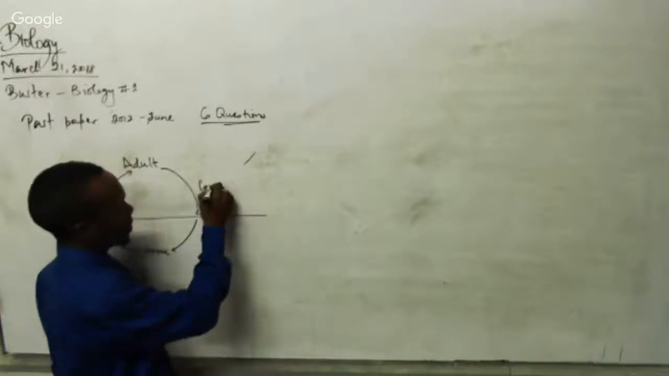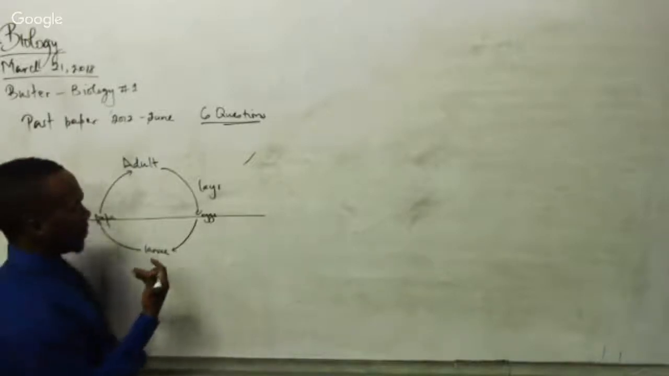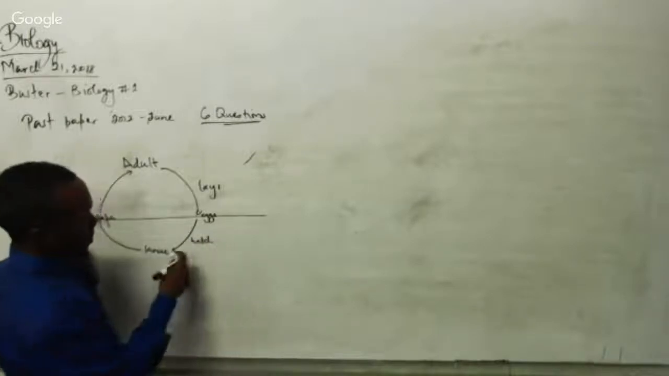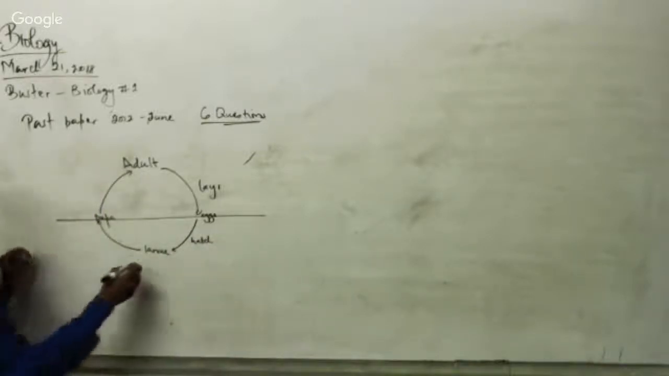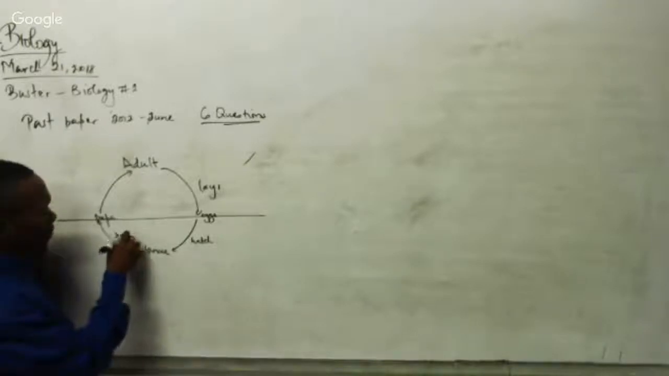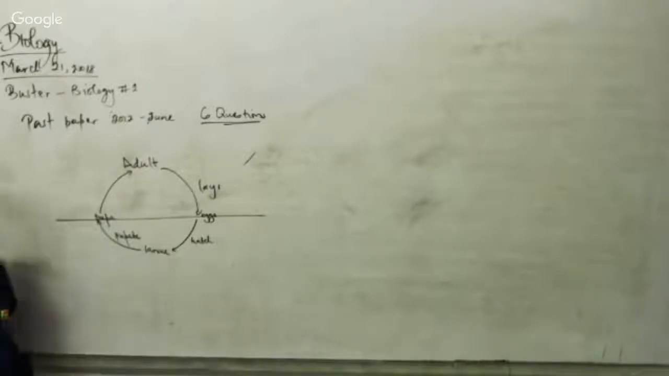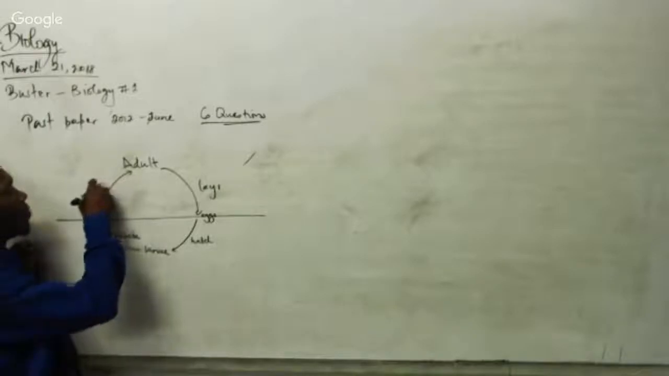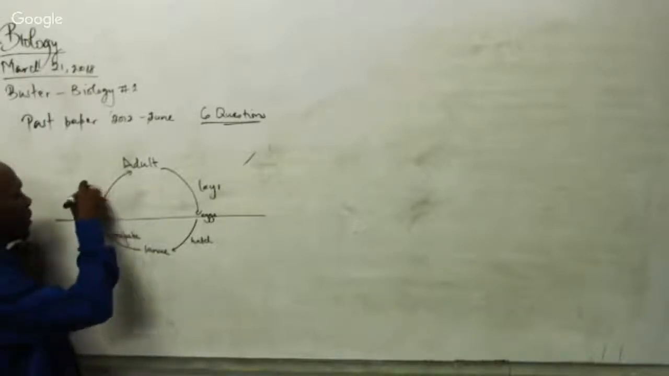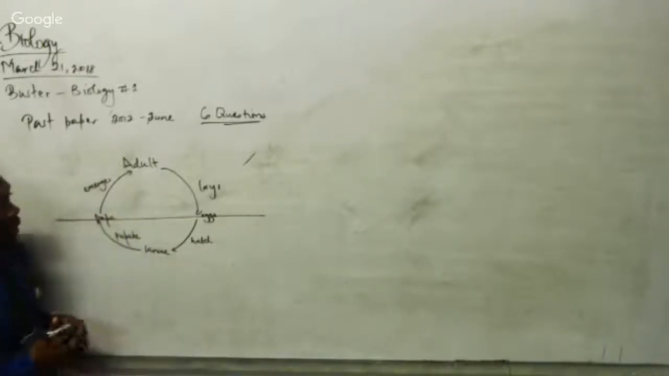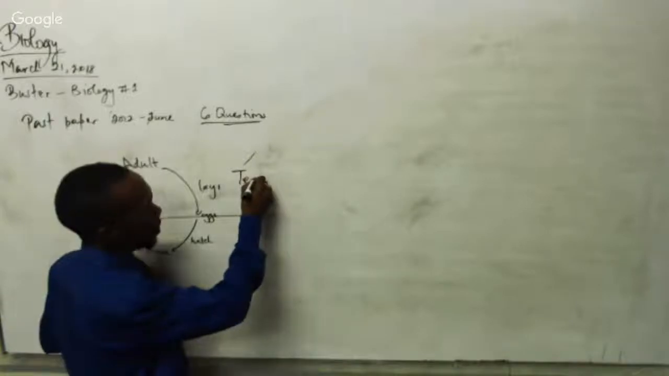It lays. Okay, so the adult lays the eggs, and then these eggs hatch to become the larvae. And then the larvae pupate. Is that a word? Yes, it is a word. It means to form a pupa. And then the pupa emerges. And then up here is terrestrial.